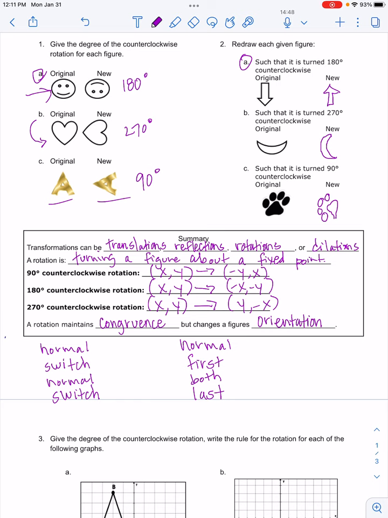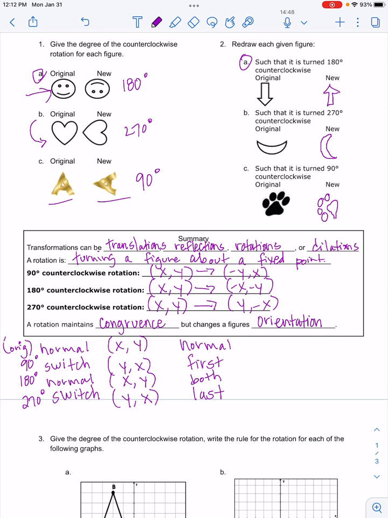So this is the original. This is going to refer to a 90-degree counterclockwise rotation. This is going to refer to a 180-degree counterclockwise rotation. And this one to a 270-degree counterclockwise rotation. Normal, the first normal here, just means X and Y are in their appropriate spots. Switch means X and Y switch places. Normal means X and Y are in their original spots. And switch means that they switch places.